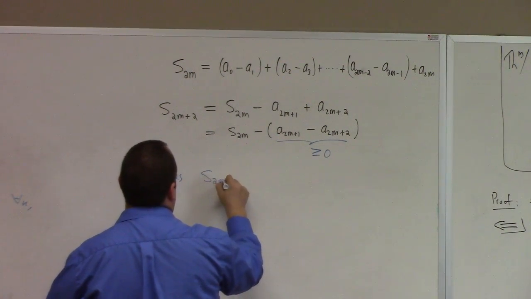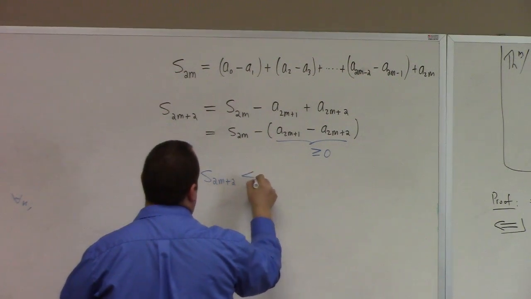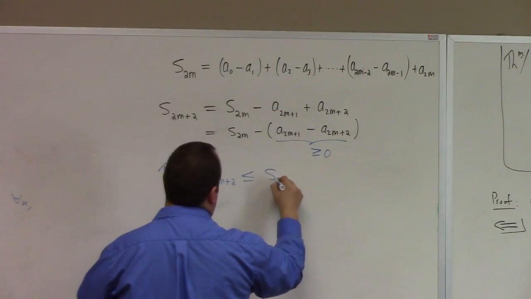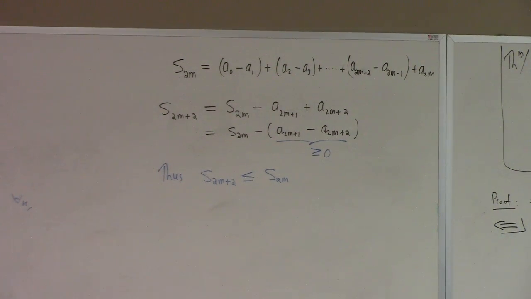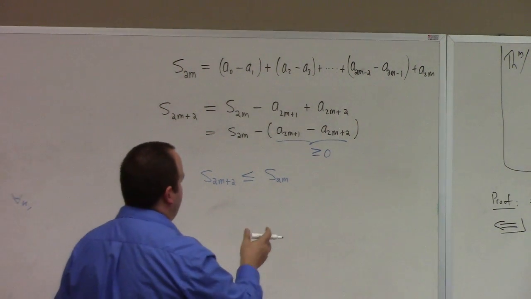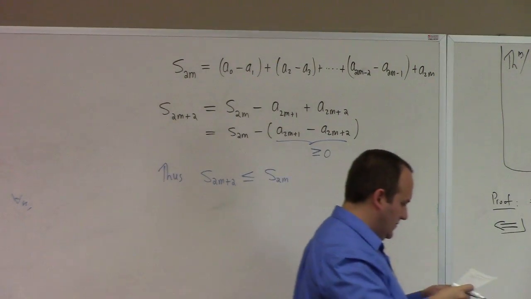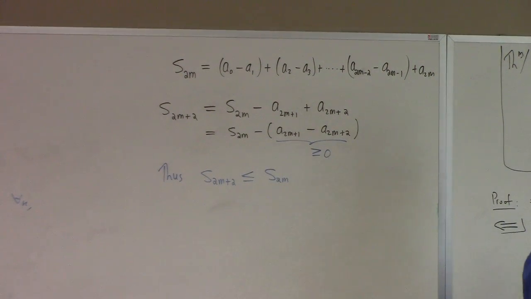S sub 2m plus 2 is less than or equal to S sub 2m, right? I guess he has a strict inequality. I'm not sure. Oh, they're positive terms, right? Since they're positive terms. And I think, but he doesn't say, does he say strictly?